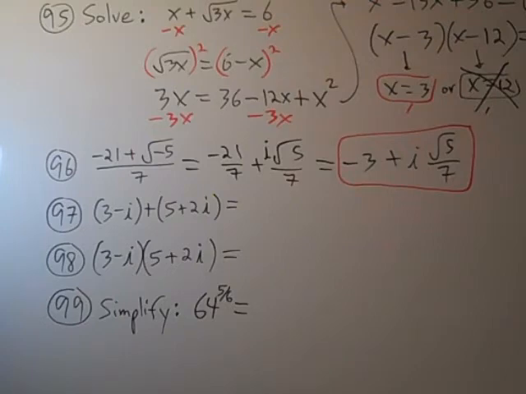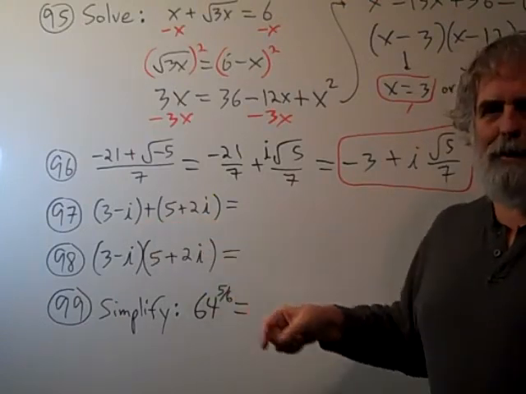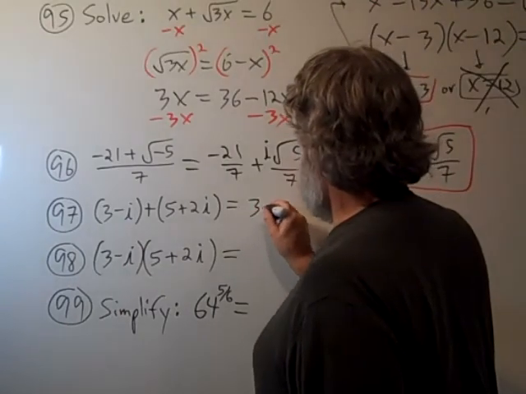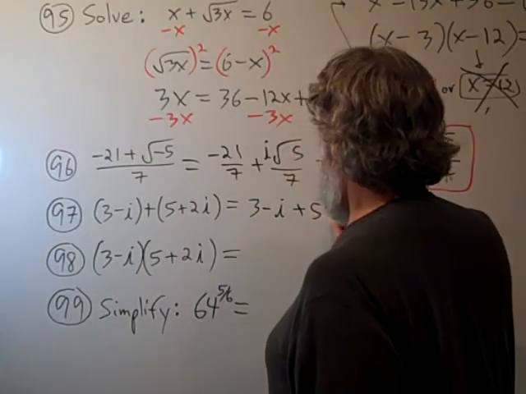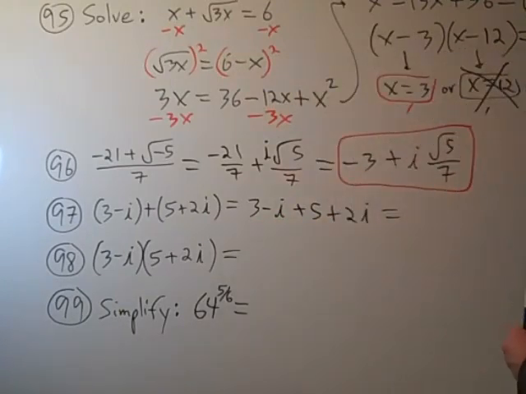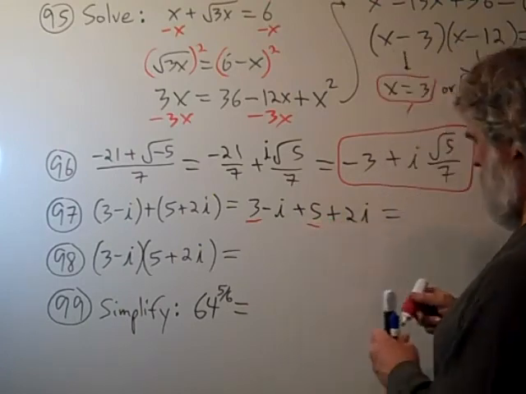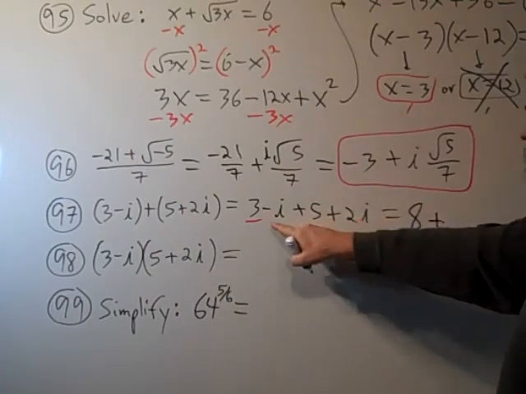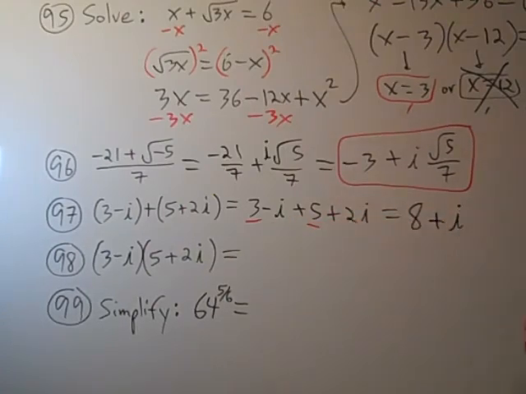In problem number 97, to add these two complex numbers, you just add the real parts and add the imaginary parts. It's really 3 minus i plus 5 plus 2i, and 3 plus 5 adds up to 8, and negative i plus 2i adds up to i. So 8 plus i is that sum of complex numbers.